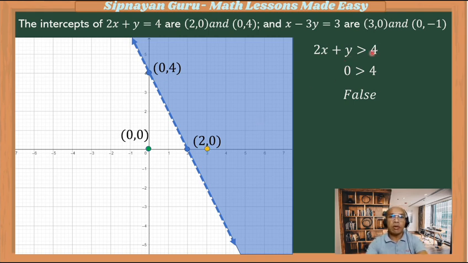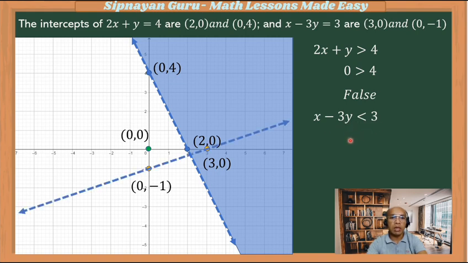Now, let's plot the coordinates of the second boundary line, x minus 3y is equal to 3. So that is (3, 0) and (0, -1). So our given inequality is x minus 3y less than 3. So there is no equal again. So the boundary line is a broken line. So test using the test point, the origin. So 0 minus 0 is 0, less than 3. 0 less than 3 is a true statement. So therefore, we will shade the region that contains the test point.